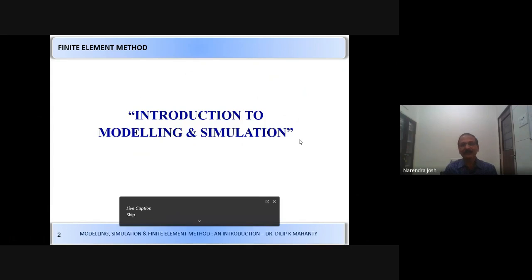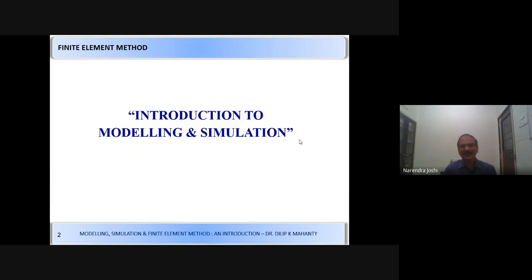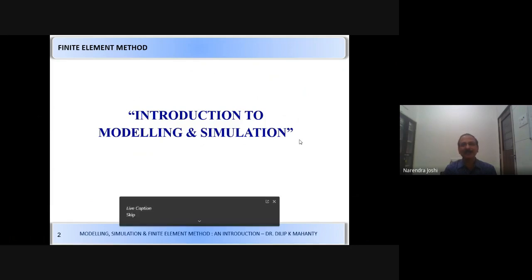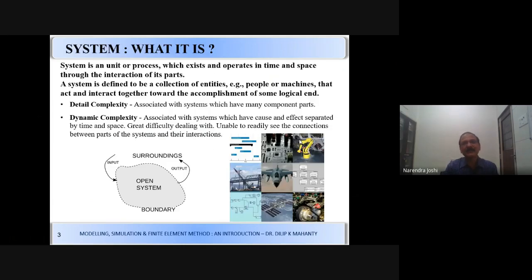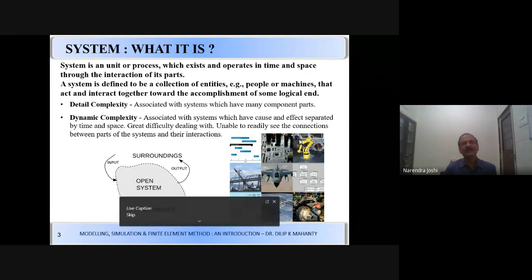In the next 50 to 60 minutes, we'll try to understand the very simple basics of these three topics, of which modeling and simulation are gathered together because they are kind of together. The second is the finite element method, which is an extension of simulation, where the modeling aspect also comes in. Before we start with modeling and simulation, in the next 3-4 slides, we'd like to understand the system on which all this modeling and simulation starts working. So let's try to understand what a system is.